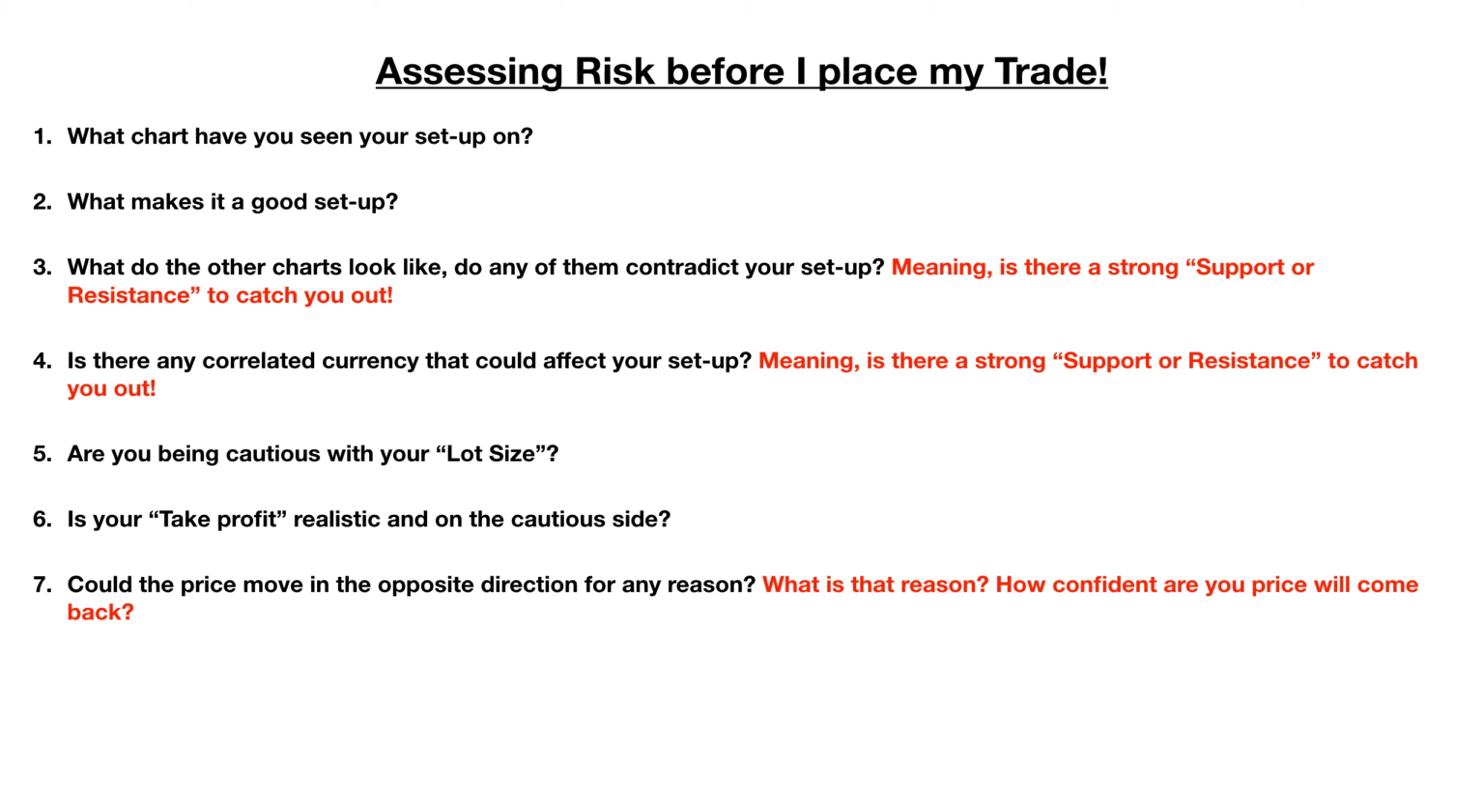So what you need to be thinking is, what is the reason why price may go in the opposite direction? Then how confident are you price will come back? So being confident is going back to number 1, number 2, number 3, number 4. Are all of those boxes ticked? Then if all of those boxes are ticked, then you're already there. You already feel as though, yeah, price is going to go down, but I know it's going to hit that target.